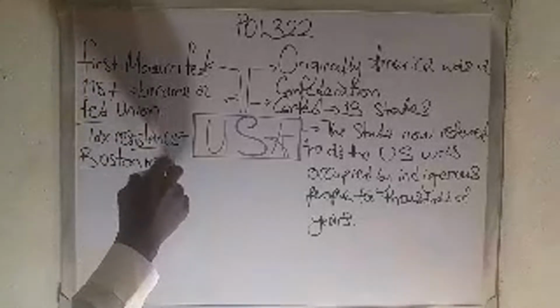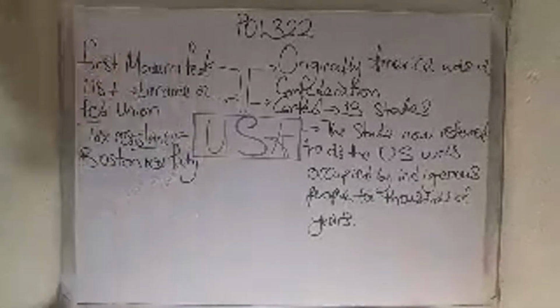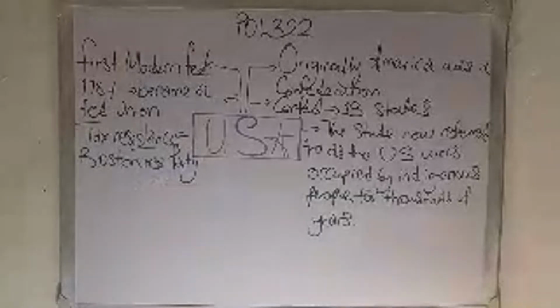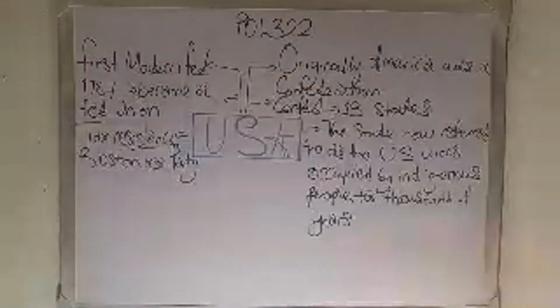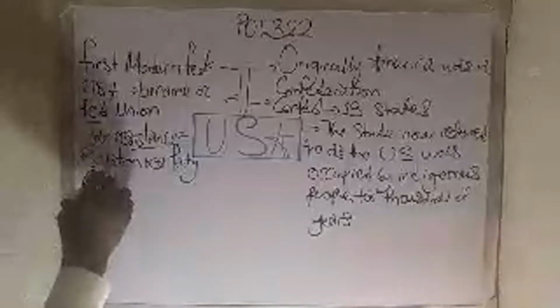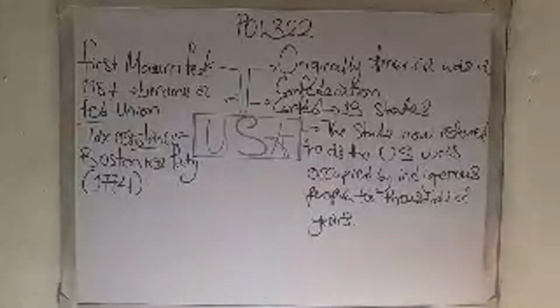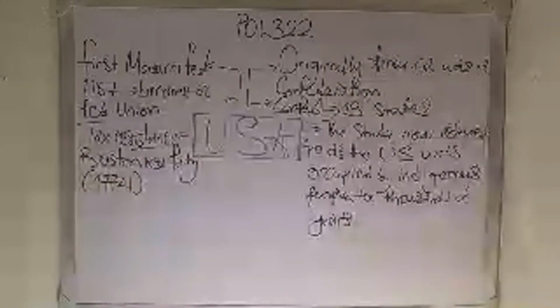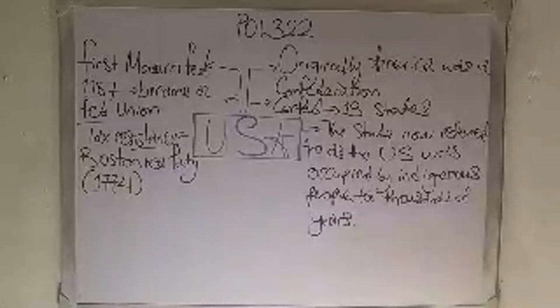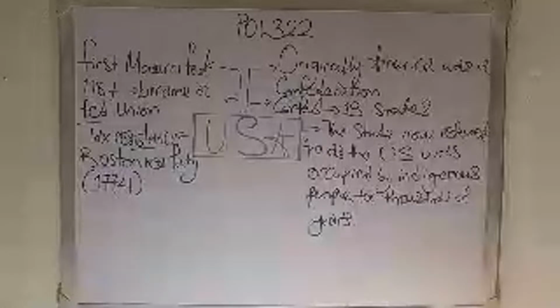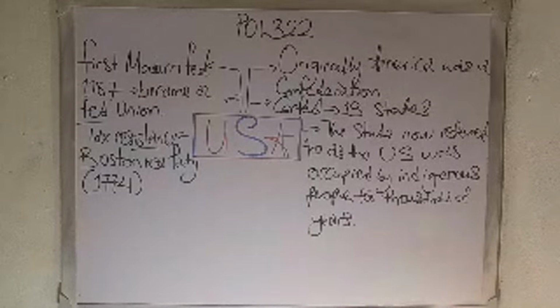All right, in 1774, due to this, something happened. A drastic decision was taken. Remember, we said the states have the liberty to make their laws and exercise their sovereignty. But due to what happened in Boston, there was a law called the Punitive Law.